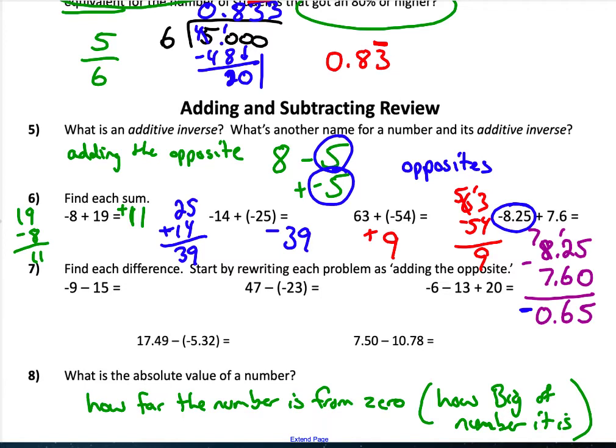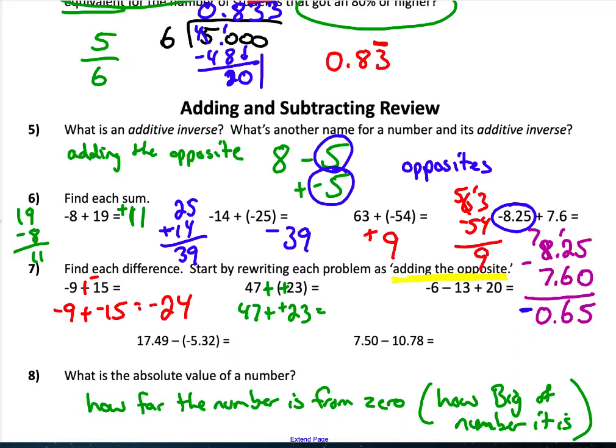All right, now we're on to subtracting. And here's our key. We want to rewrite it as adding the opposite. Anytime we see subtraction, we're going to change it to adding, but the next number has to become its opposite. So here I have negative 9 minus 15. Well, that's going to become negative 9 plus negative 15. Subtraction became addition, but the next number became its opposite. Now I just add. Negative 9 plus negative 15. Same signs, add and keep the sign. So negative 24. Here, 47 minus negative 23. Well, that's going to be 47 plus positive 23, because I'm going to change it to adding, but the next number becomes its opposite.